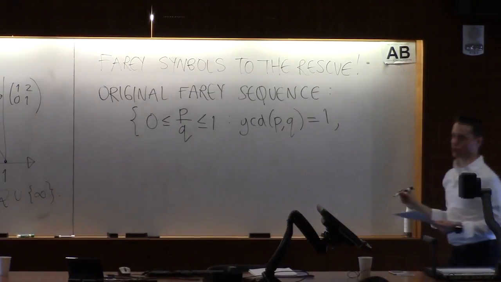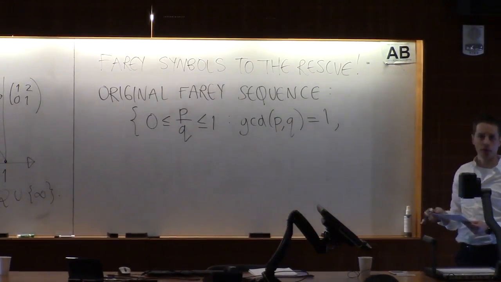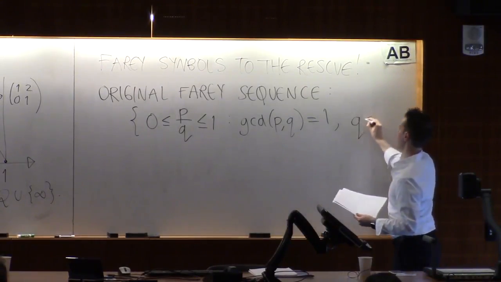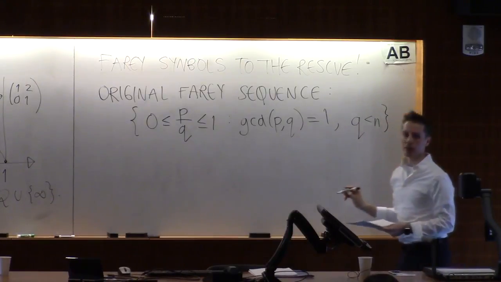Okay, any rational number you can write like that. They're between 0 and 1, so I'm going to write P and Q both positive. Q is not 0. But I ask the denominator be less than n. You list them in increasing order.